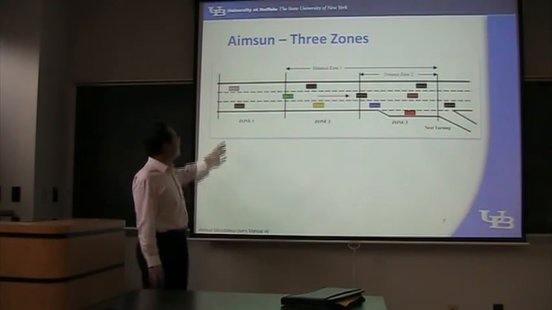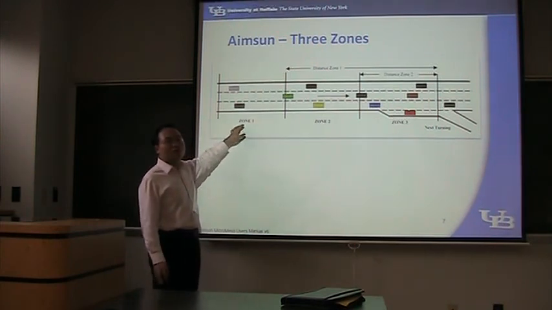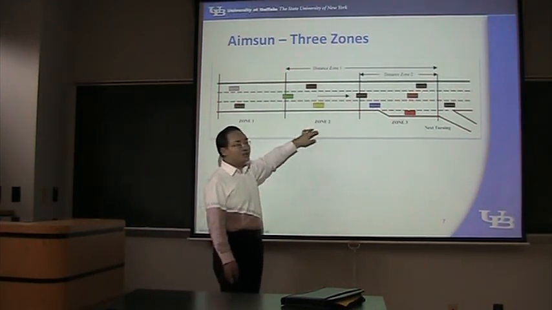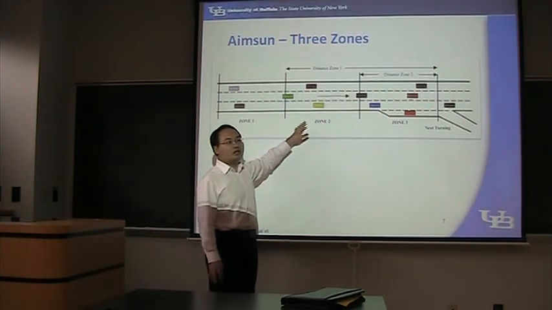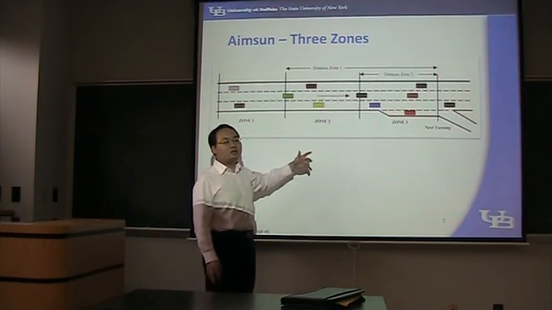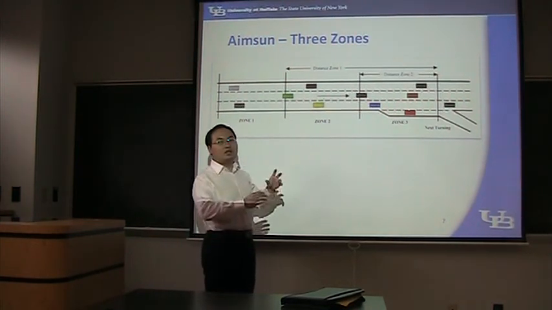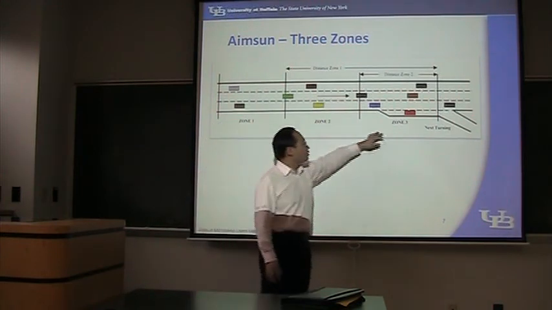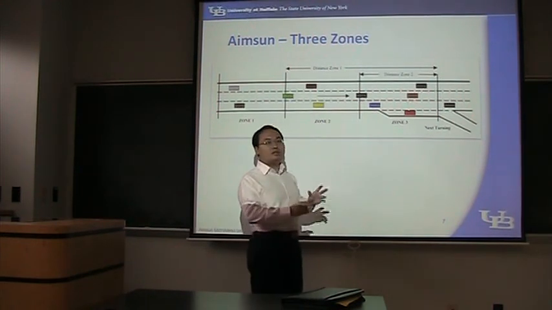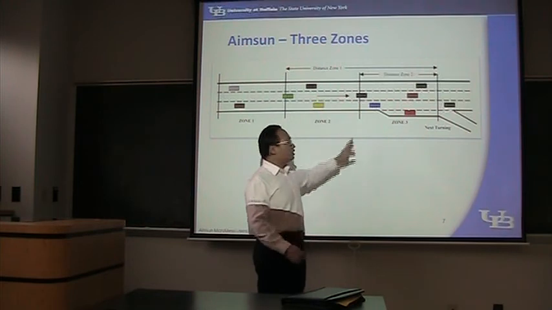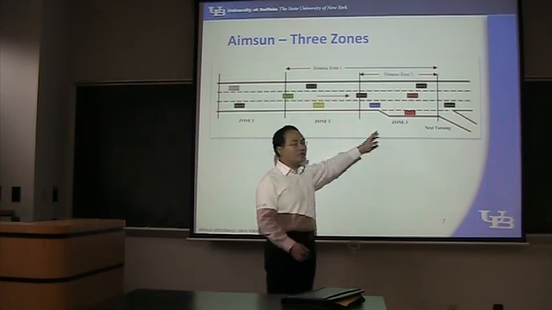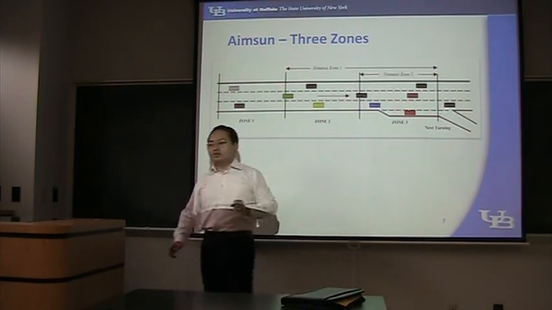So let me summarize. This zone is only for discretionary lane changing. This is mainly for mandatory lane changing, and the vehicles will not slow down, and the vehicles are not cooperative. In this zone, all the vehicles are making mandatory lane changing, and they are cooperative, and they will slow down and stop. Three zones.